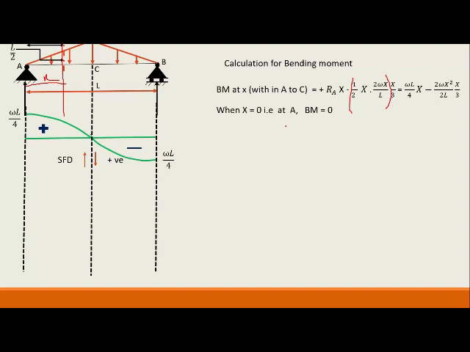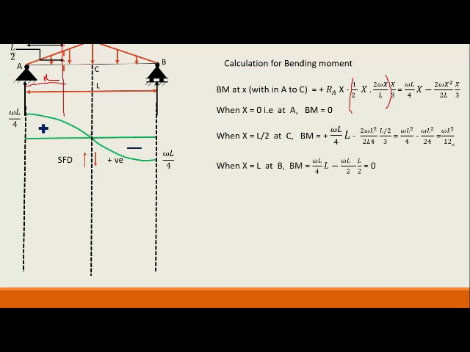When x equals 0, BM is 0. When x equals L by 2, putting L by 2 at x, we get omega L square by 12, which is positive, and at x equals L, it is again 0. So we see again it is maximum at the center and 0 at the support. So it is a cubic parabolic equation.